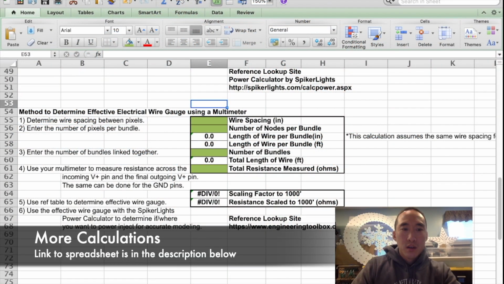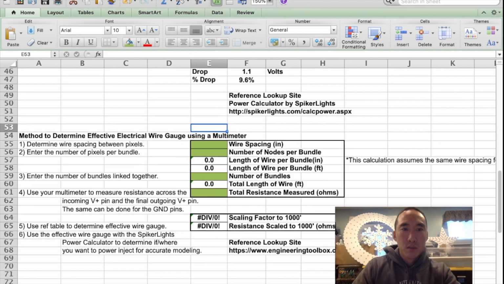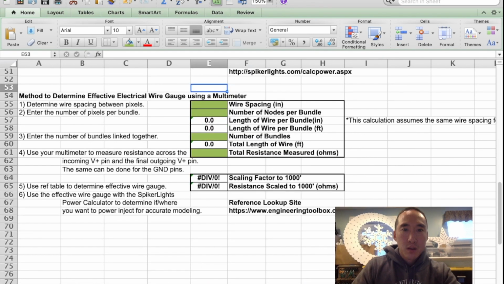Okay, now we're in Excel. I've updated the spec spreadsheet here, so you can reference the bottom here with some information on how to determine this wire gauge. So the wire spacing we have is 4 inches between pixels. The number of nodes per bundle is 50. So this calculates for you the total length of wire. I have a little asterisk to the side here because I assume you have a lead in and a lead out pigtail, and those pigtails have the same length, 4 inches, so I do a +1, as you can see here. If you need to adjust because you have custom pigtail lengths, then you can do that here. Length of wire is the total across all those 50 nodes.